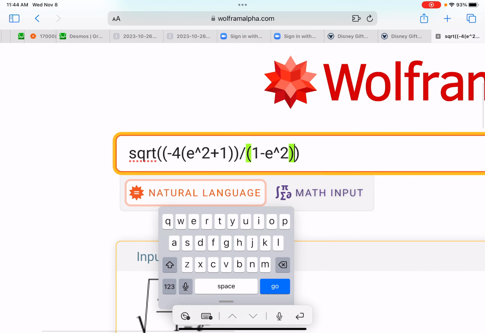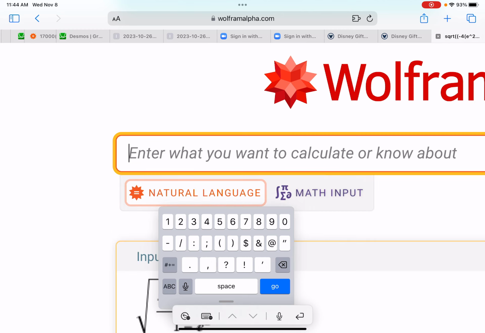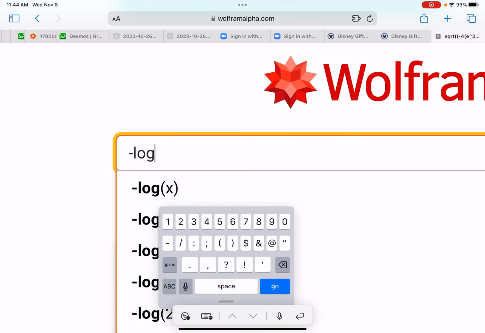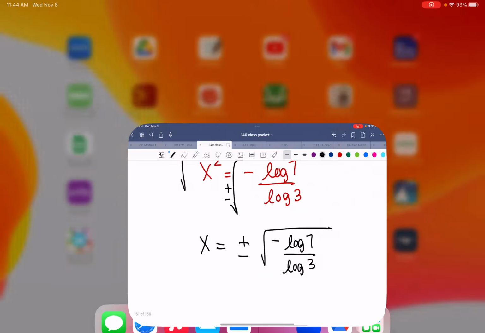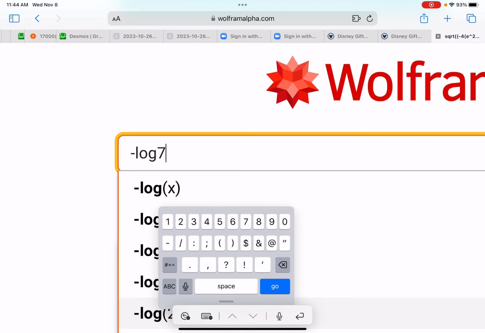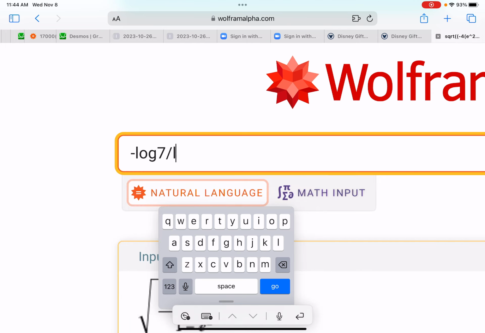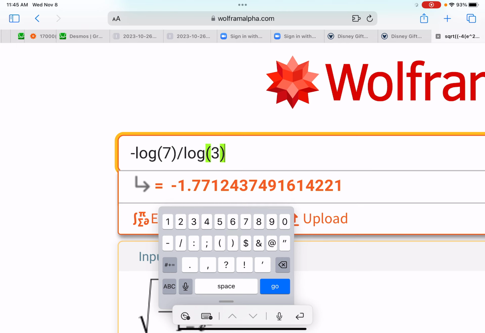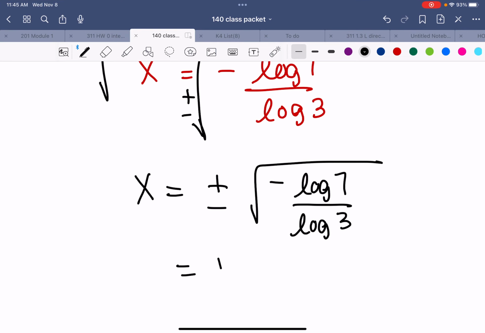So let's first start with this. Let's take the negative log of, did we say 7 or 3 comes first? 7 on top. Log of 7 divided by log 3. I probably have to put parentheses here. Just going to see if it worked without it. And I get negative 1.77. So that means I'm going to have plus or minus the square root of negative 1.77.